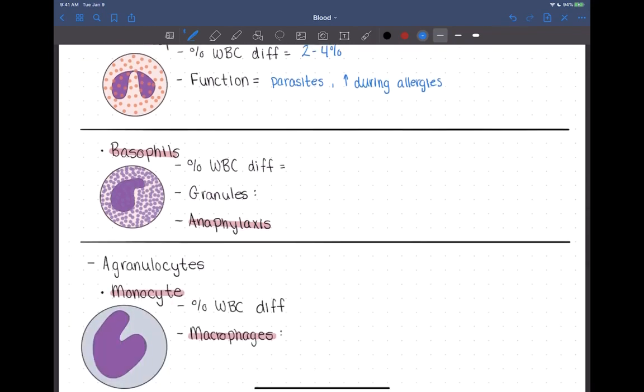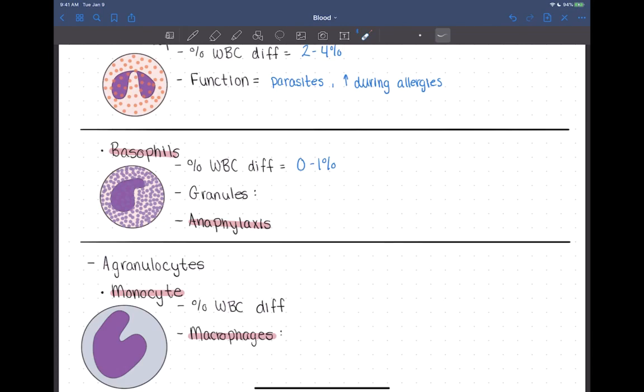The last of our granulocytes is the basophil. A basophil makes up 0 to 1% on a white blood cell differential. This is the least common of the white blood cells. If you do a white blood cell differential, you may or may not even see a basophil. Basophils have very prominent granules, to the point where you probably won't even see the nucleus. It'll just look completely purple and filled with granules.